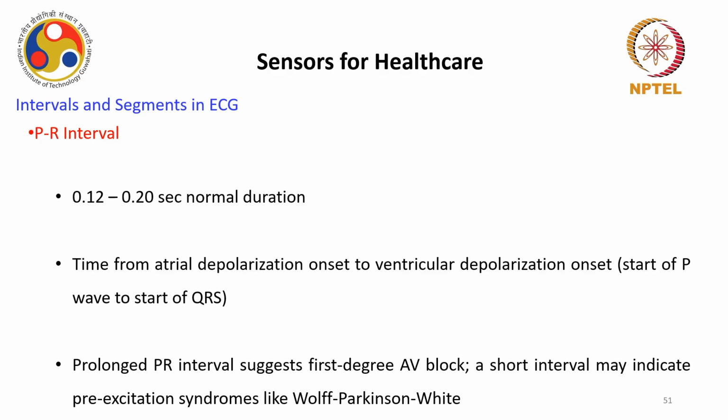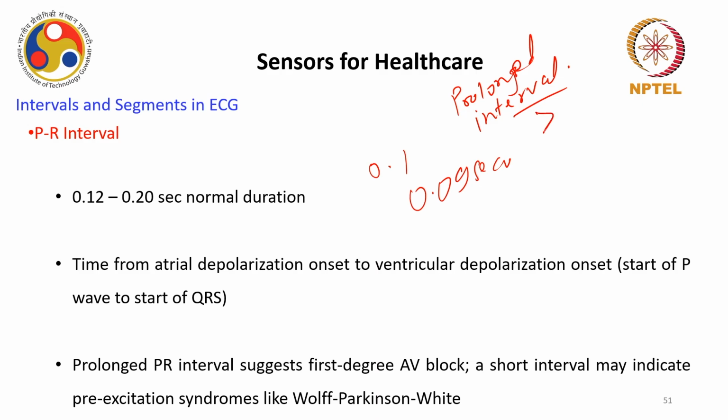A short PR interval means anything around 0.1 or 0.09 seconds, and a prolonged interval means anything greater than 0.2 seconds. Again, it has to be calibrated to the patient. A short PR interval indicates pre-excitation syndromes.